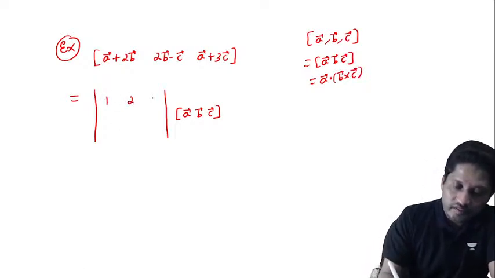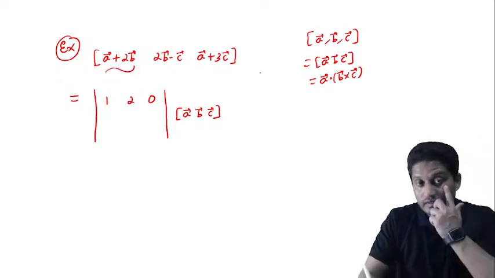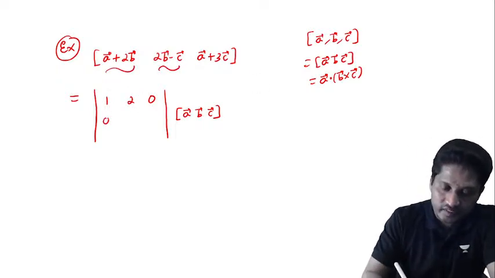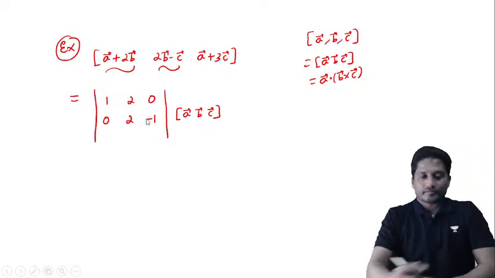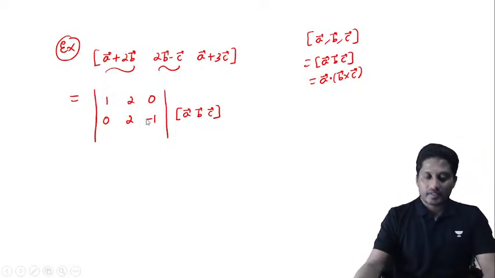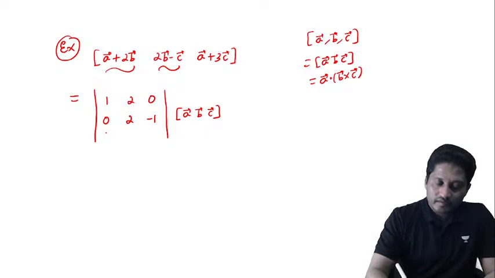1, 2 and 0, because there is no C here. Next, there is no A, so 0, 2 and minus 1. Okay, and the last one is 1, there is no B, 0, and then you get 3.